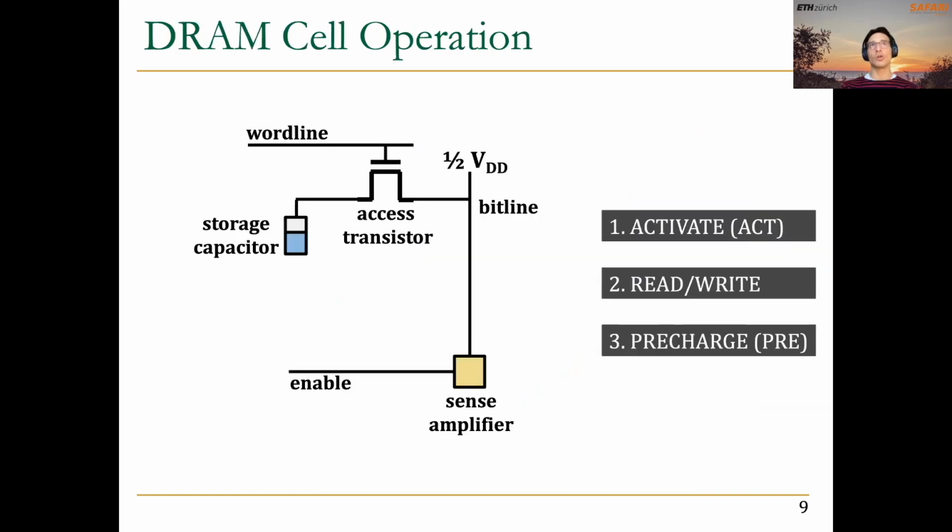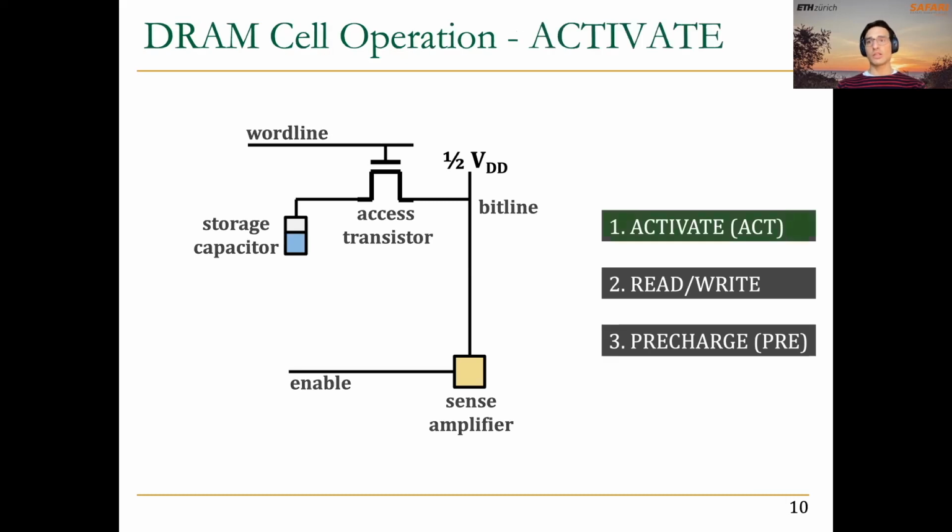Let's take a closer look at the DRAM cell operation. The DRAM cell operation consists of 3 main steps: activate, the second step is read or write, and the final step is pre-charge. Let's start from the beginning, the activate operation. In this case, the memory controller will issue an activate command onto one DRAM bank, and in particular, one row of the bank, of one subarray in the bank.